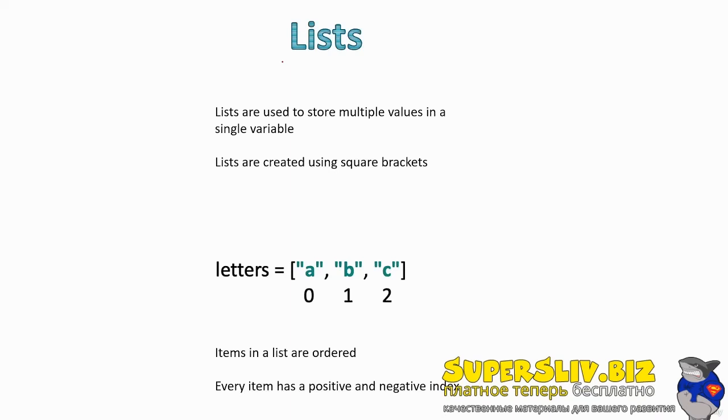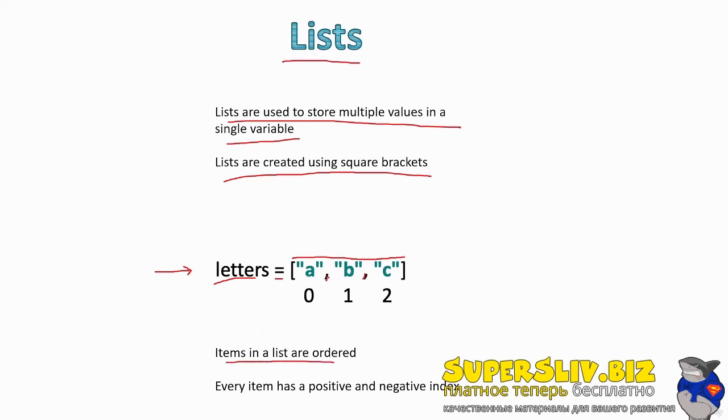Now let us talk about list. Lists are used to store multiple values in a single variable. They are created using square brackets. So this is the syntax for creating a list. We declare the name of the list, then assignment operator, then within the square brackets we specify items separated by commas. Items in the list are ordered.